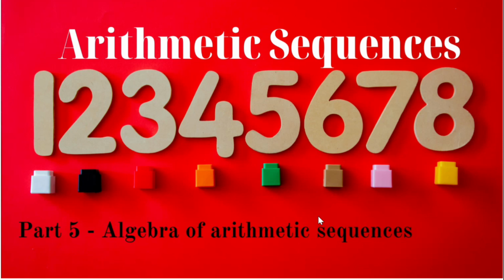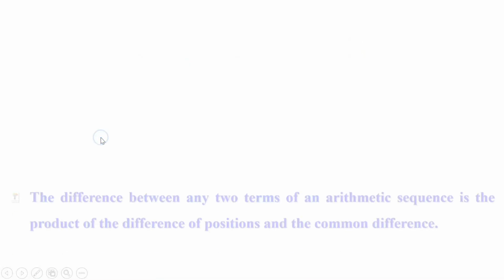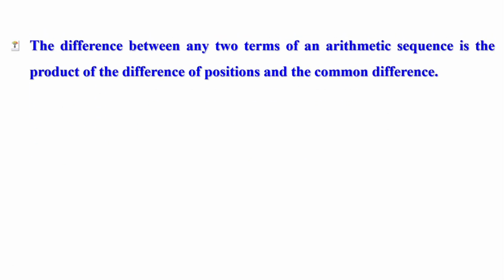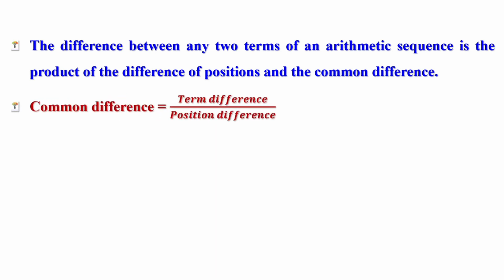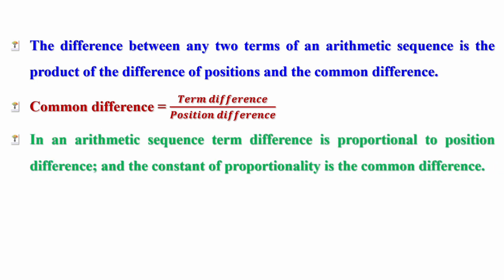In the last video, we discussed the relation between position and term, and we have seen that the difference between any two terms of an arithmetic sequence is the product of the difference of positions and the common difference, or common difference equals term difference by position difference. We have also seen that in an arithmetic sequence, term difference is proportional to the position difference, and the constant of proportionality is the common difference.